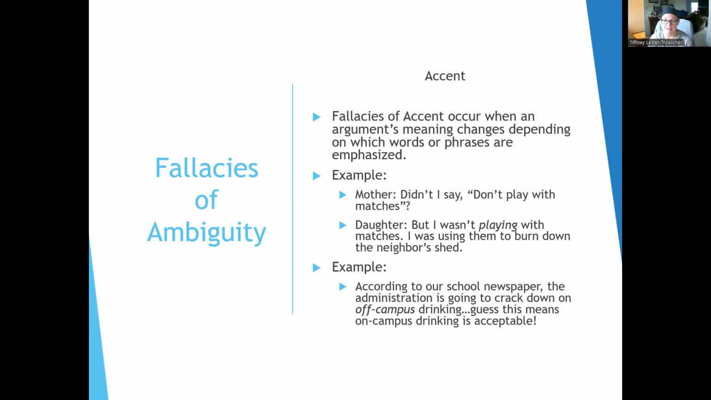So we're emphasizing off-campus drinking. I guess that means on-campus drinking is acceptable. Not quite.